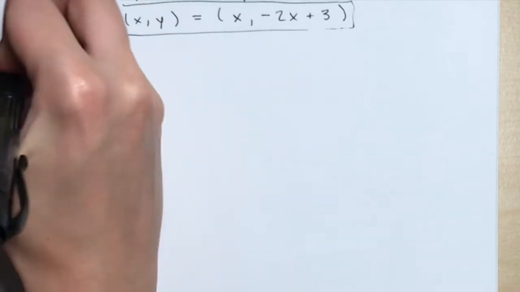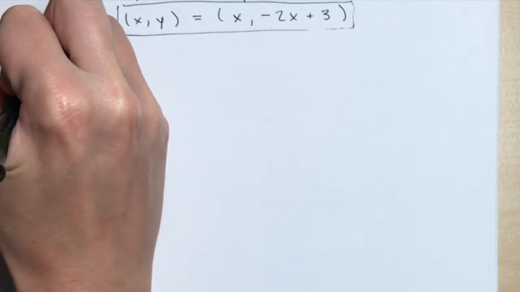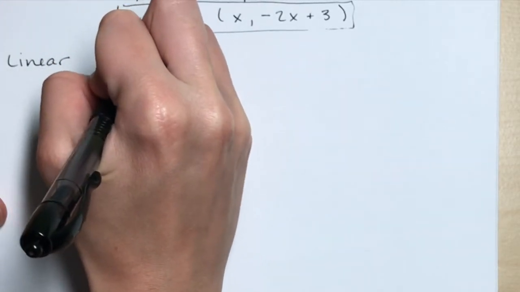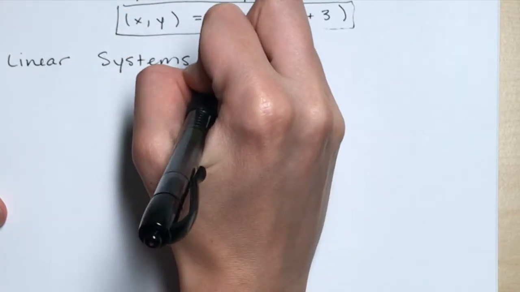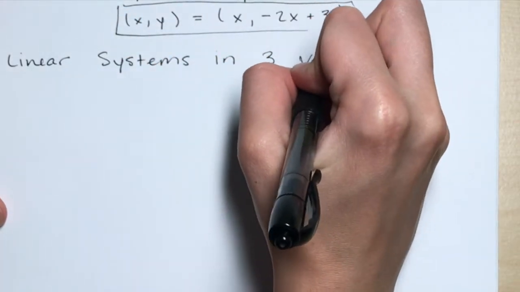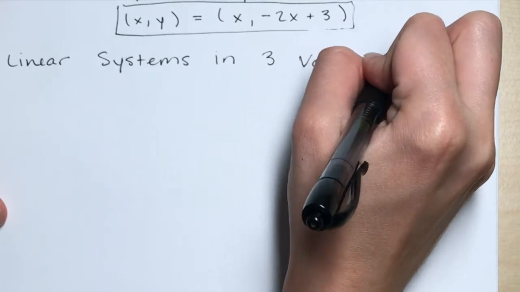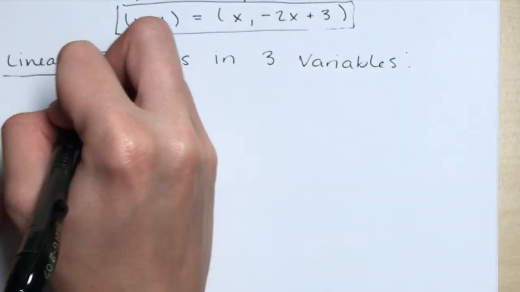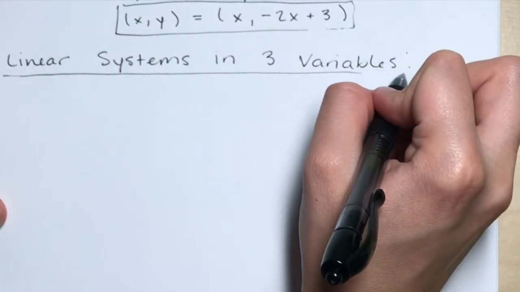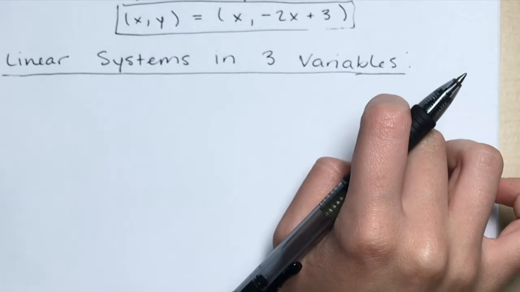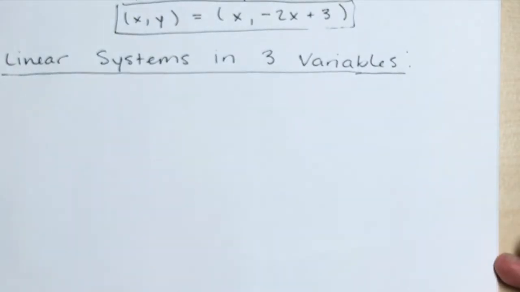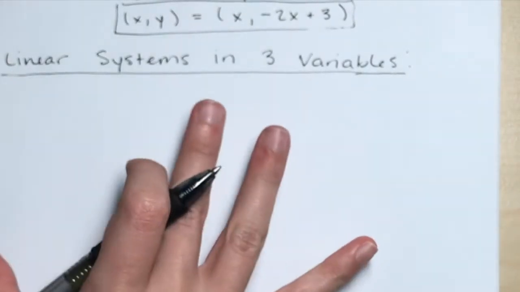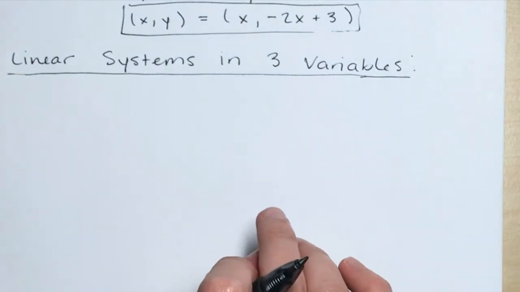Let's talk linear systems in 3 variables. So again, if we have 3 variables, we're going to have 3 equations. But don't let that overwhelm you. We're going to be able to deal with this in a very similar manner to the way we were able to deal with equations of 2 variables.